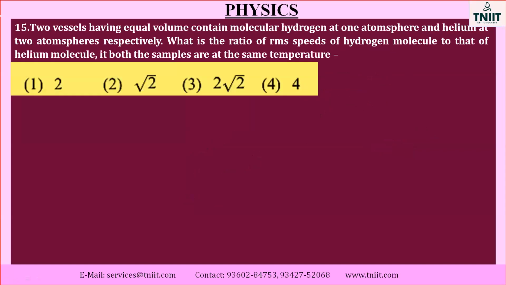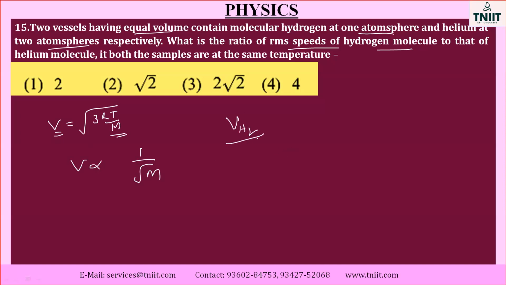Two vessels having equal volumes. They are kept at equal volumes. One is hydrogen at 1 atmosphere, and the other is helium at 2 atmosphere. What is the ratio of the velocity of hydrogen to that of helium? You know the formula for the velocity is given by root of 3RT by M. How are velocity and molecular mass related? It is inversely proportional to the square root of molecular mass. So what is the velocity of hydrogen to the velocity of helium? Since it is inversely proportional, first you have to take the molecular mass of helium divided by the molecular mass of hydrogen.